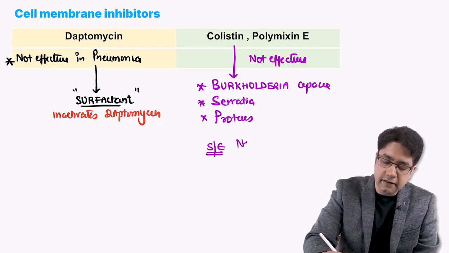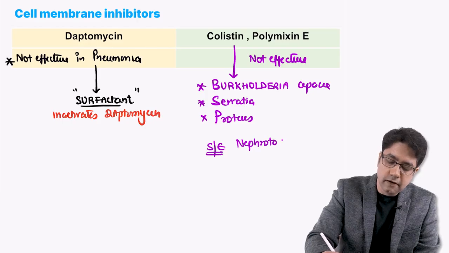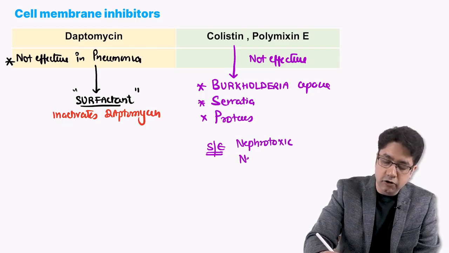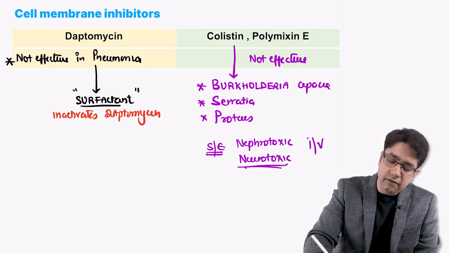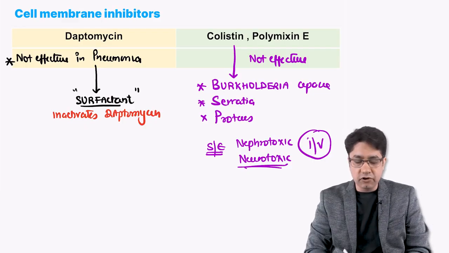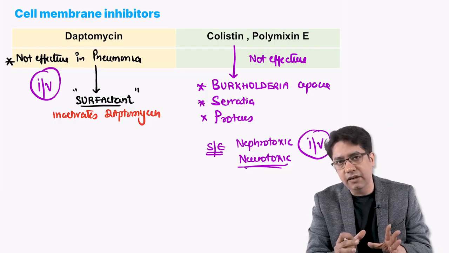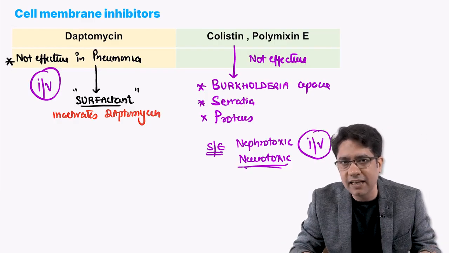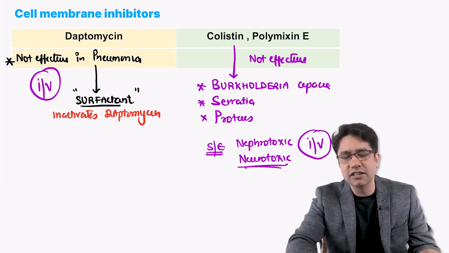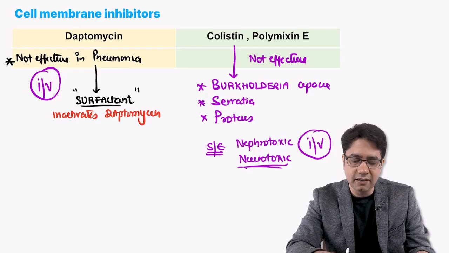And the last point is colistin side effect. Colistin is again nephrotoxic and it is neurotoxic. So when given IV, colistin is a nephrotoxic and neurotoxic drug, and when daptomycin is given IV, it is not effective in pneumonia. So this finishes our cell wall and cell membrane inhibitors.